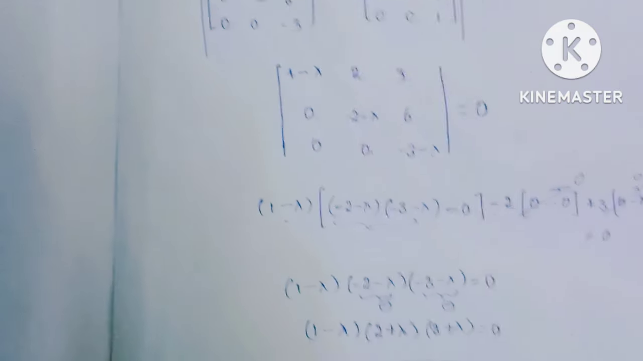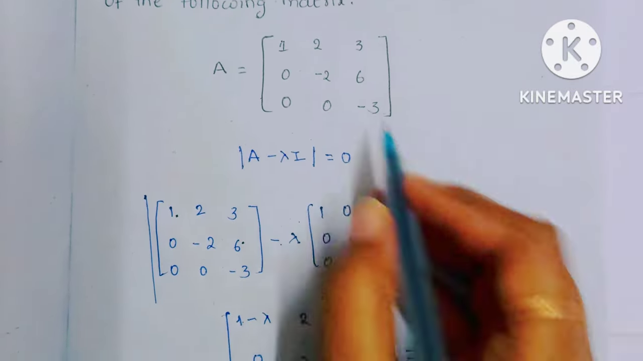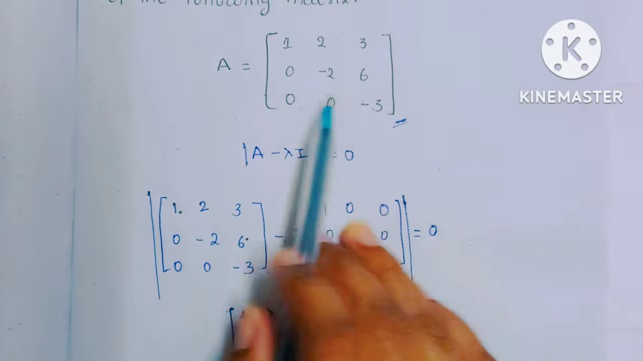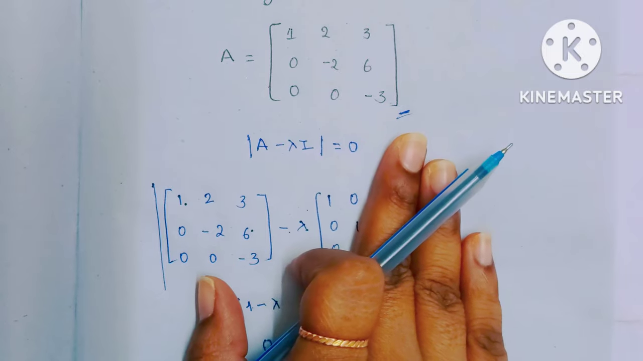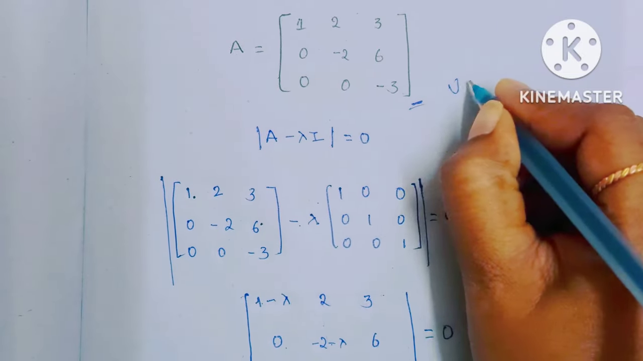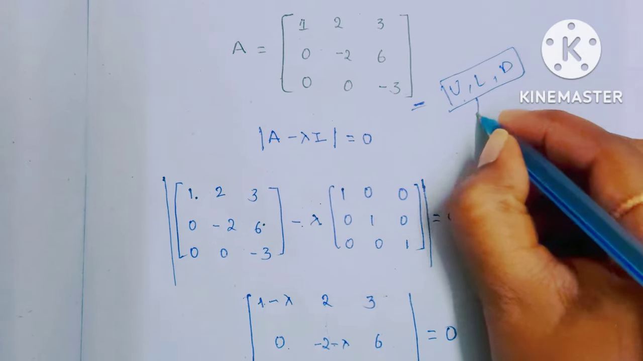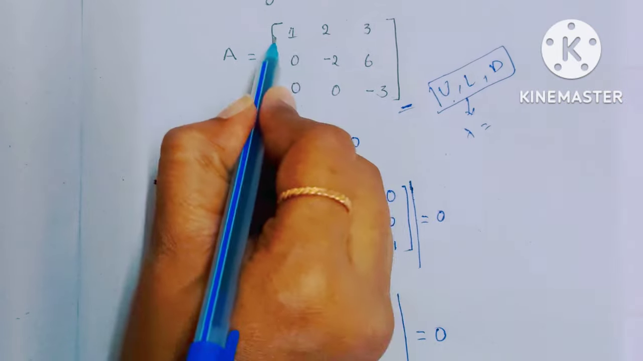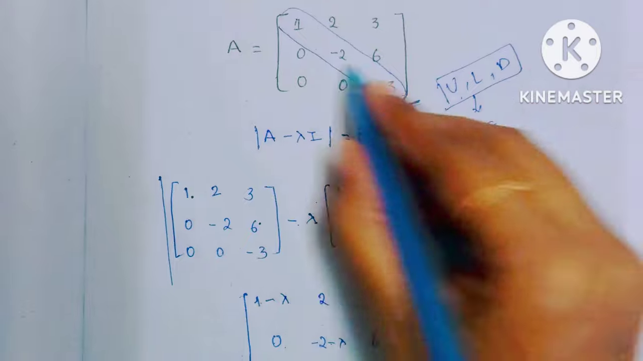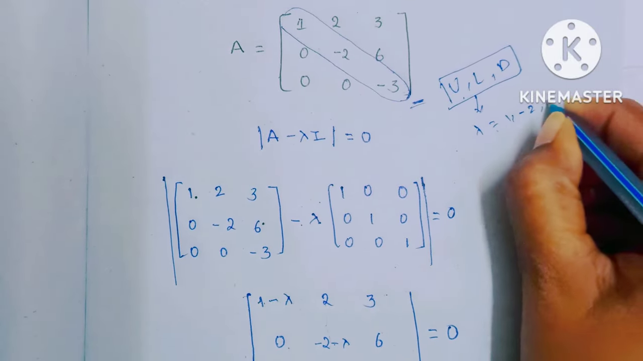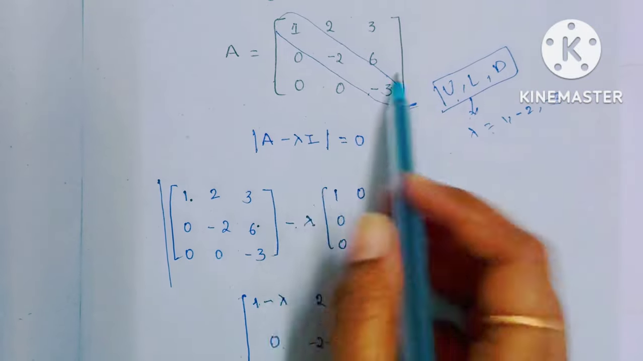And I want to share one trick. This is an upper triangular matrix. For an upper triangular, lower triangular or diagonal matrix, the eigenvalues are whatever the principal diagonal elements are. So here 1, minus 2, minus 3 are the principal diagonal elements. These are the eigenvalues for the given matrix.